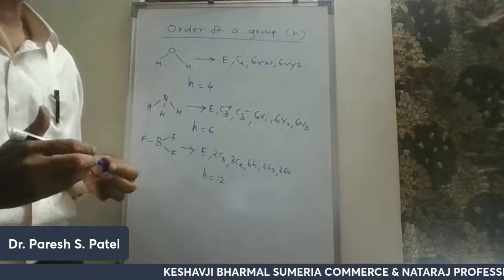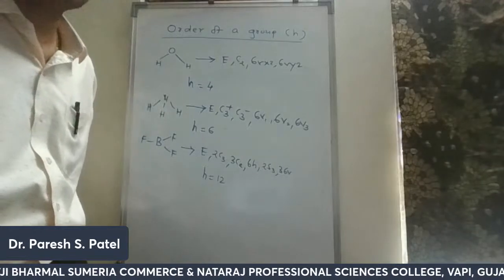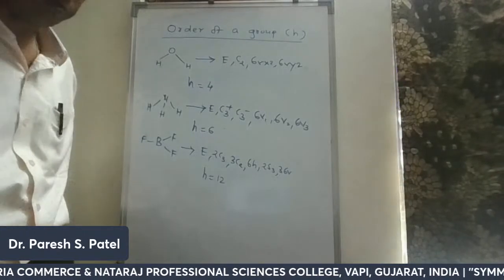So dear students, what is the order of a group? The order of a group is nothing but the number of the symmetry elements present in a molecule.